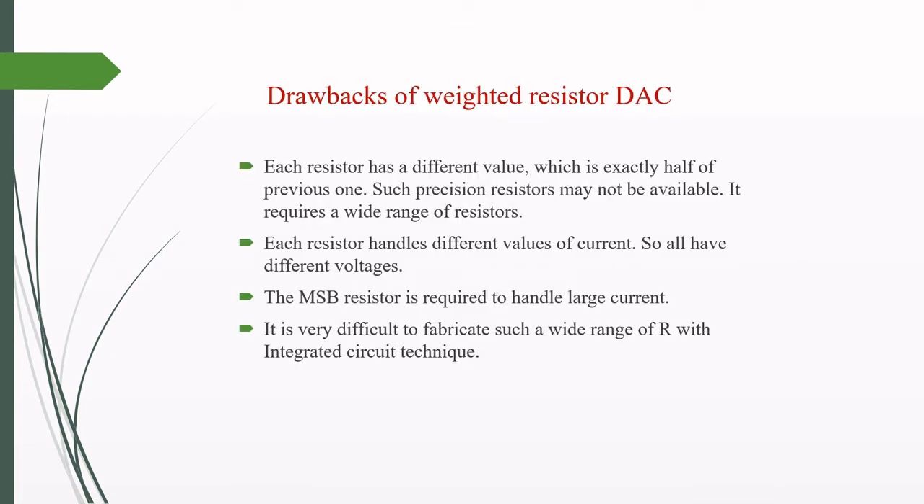These are the drawbacks of weighted resistor type D2A converter. In this type of converter, each resistor has a different value which is exactly half of the previous one. Such precision resistors may not be available. It requires a wide range of resistors. Each resistor handles different values of current, so all have different voltages. The MSB resistor is required to handle large current. It is very difficult to fabricate such a wide range of resistors with integrated circuit technique. So these are the drawbacks of weighted resistor type D2A converter.